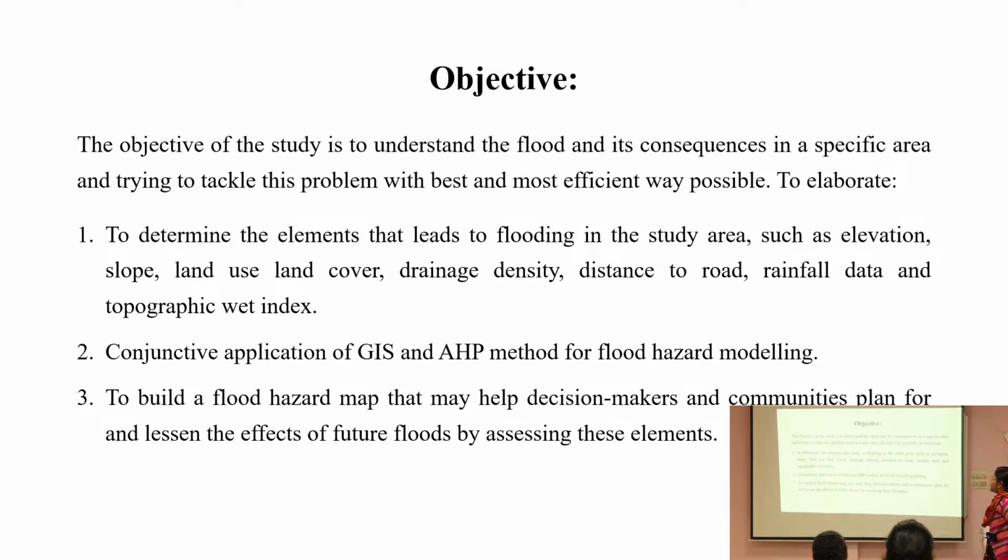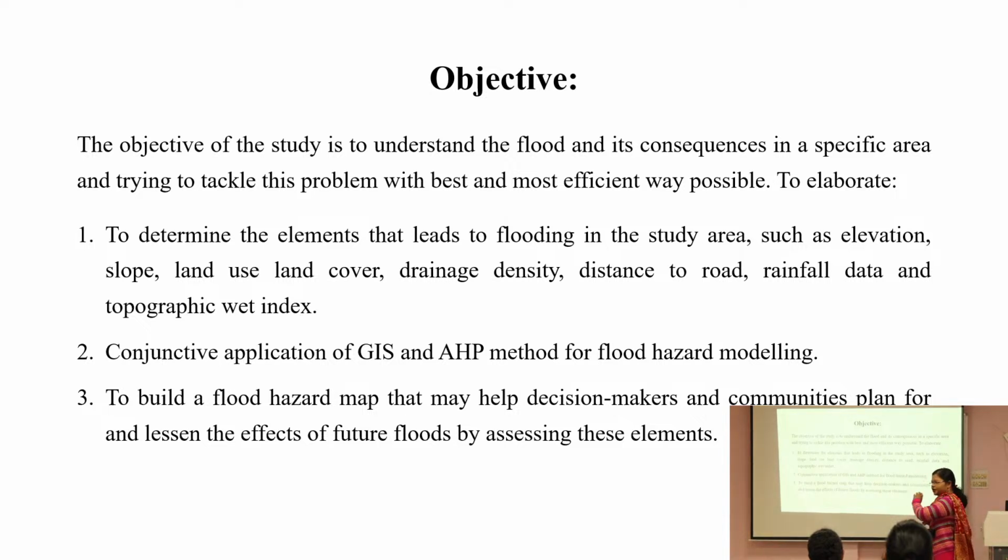So, determine the elements that lead to flooding in the study area, such as elevation, slope, land use, land cover, drainage density, distance to road, rainfall data, topographic wetness index. These are the parameters we have to study first. Then next, use the GIS and AHP method.